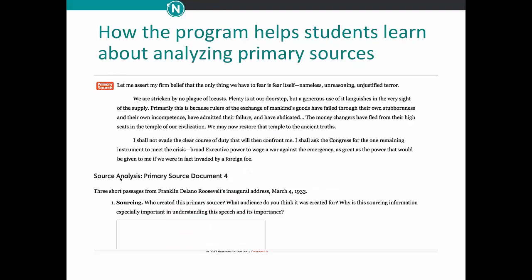So let's take just a minute and look at this first primary source. As you can tell, first of all, it's actually marked as a primary historic source, and this comes from FDR's first inaugural address. So I'm looking at this very small clip right here.